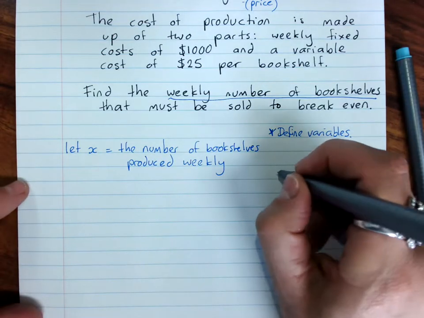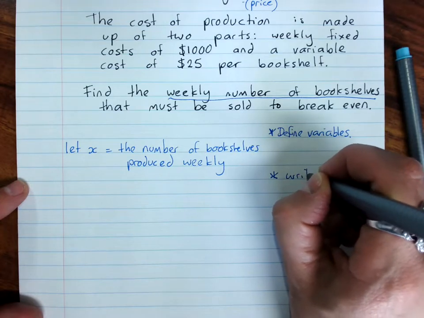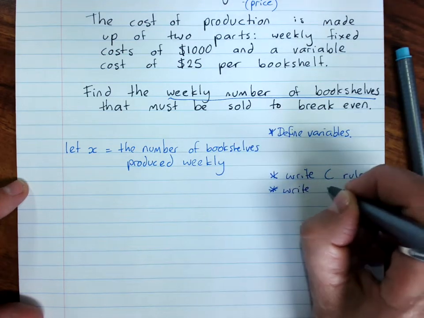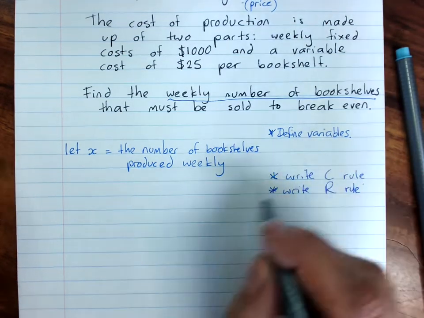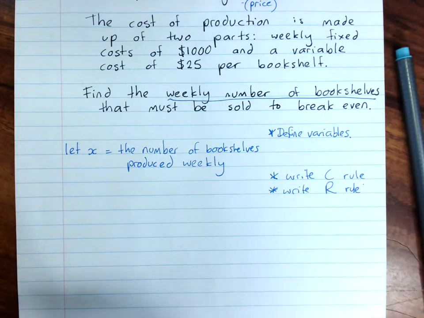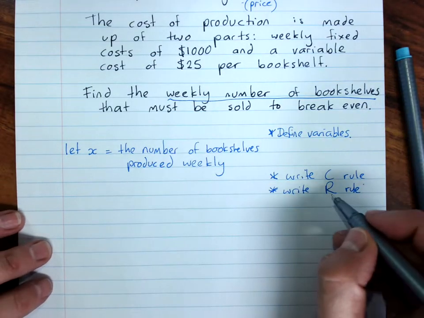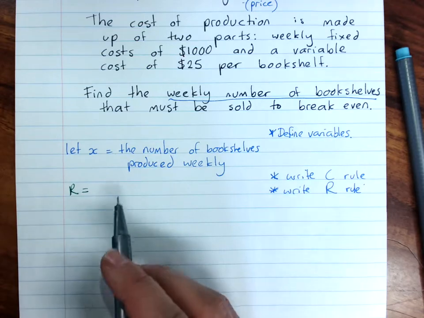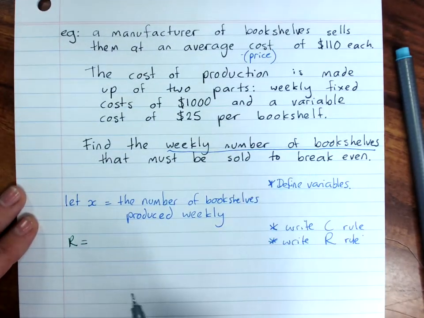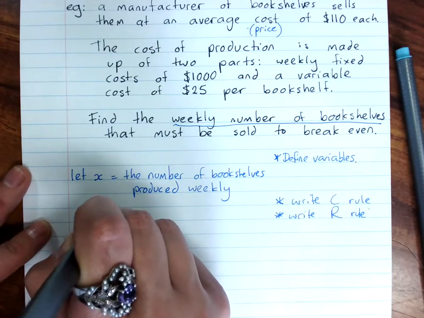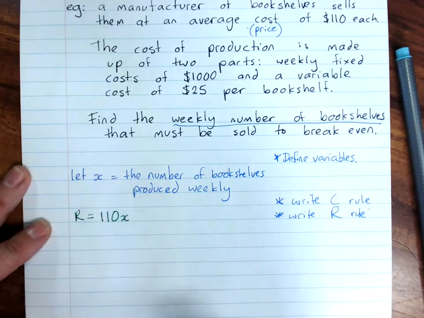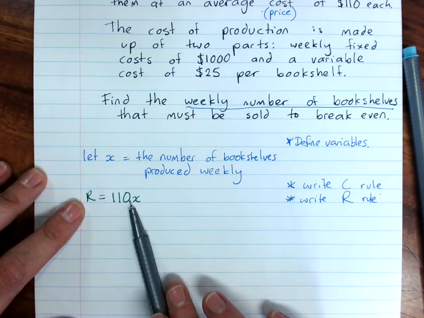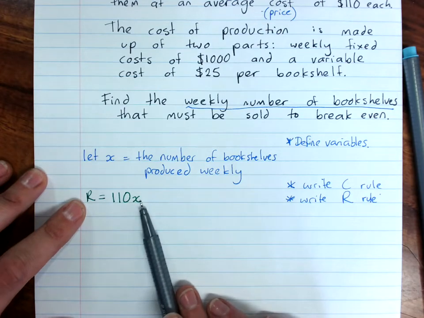Then you write a cost rule and you write a revenue rule. So, revenue rule is easiest. Your revenue equals $110 for every bookshelf you produce and sell. That is 110 times X. So your revenue rule is always a pretty simple rule. A number that you get for every X.